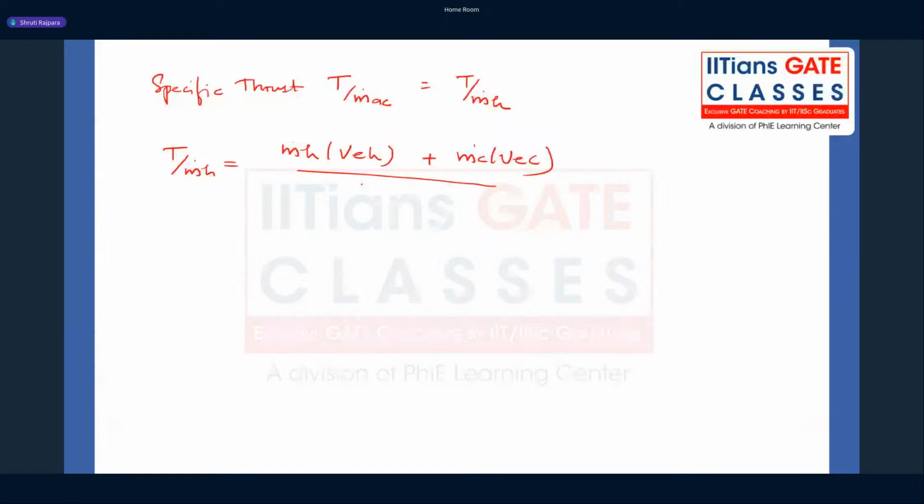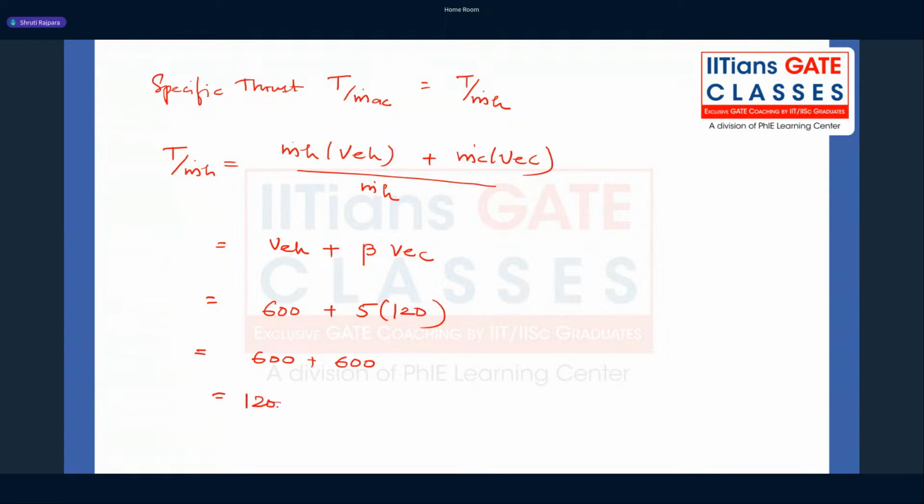so here we can write in terms of bypass ratio, just substituting the values that they have provided, we can obtain the final static specific thrust, that is 1200 Newton second per kg.